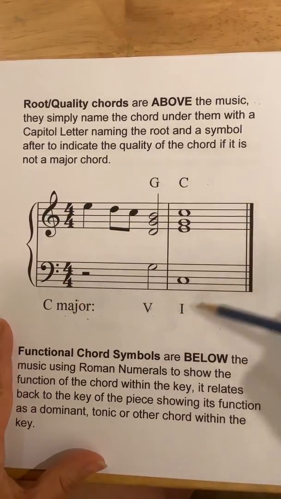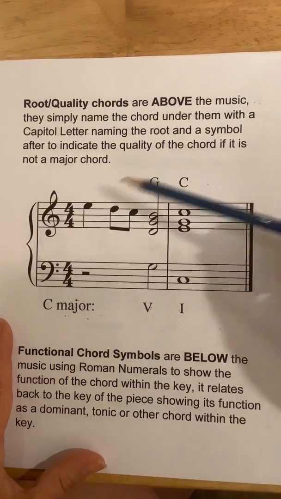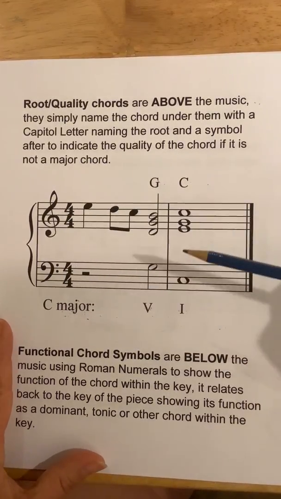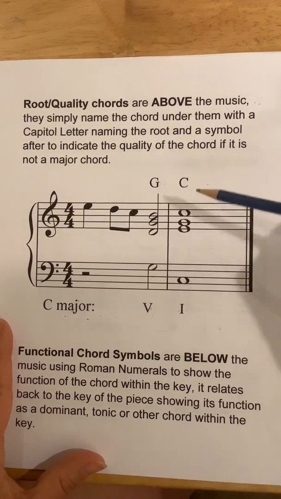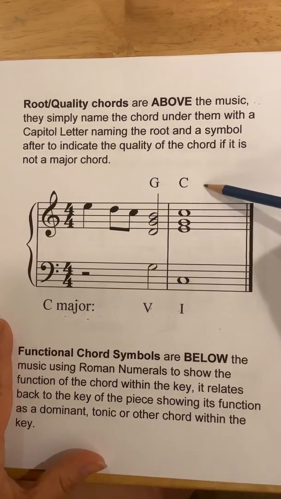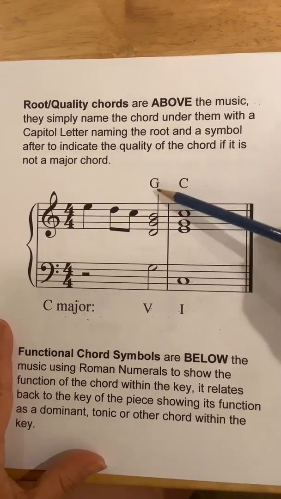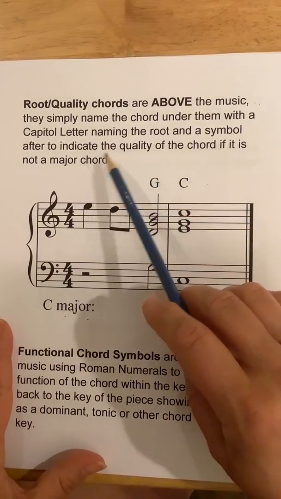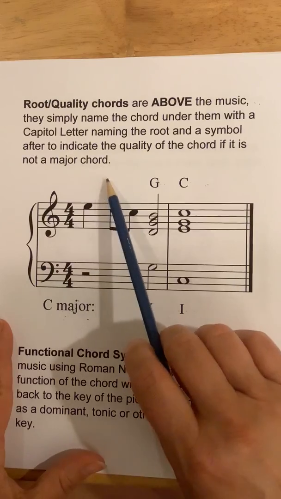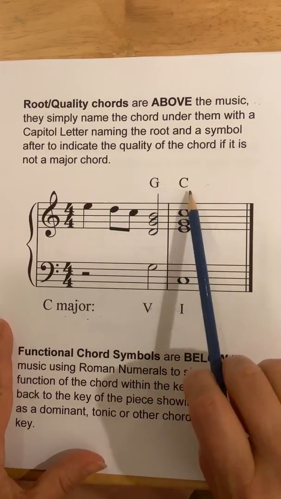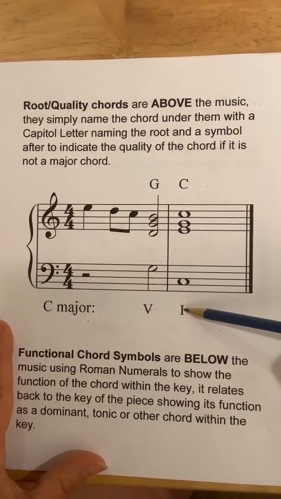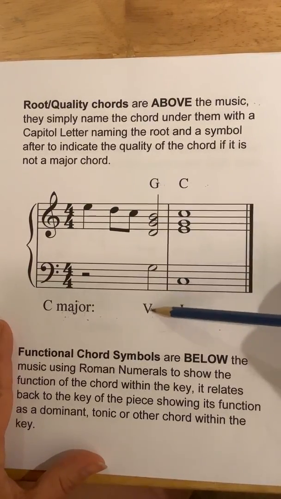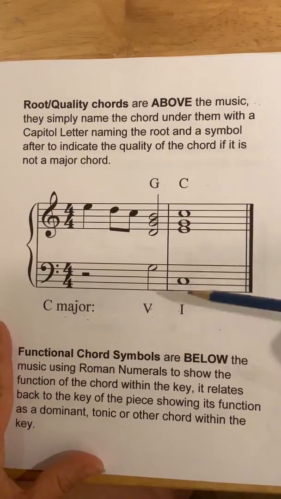Now this is set up for a cadence, really, and that's what you're going to come across in level 6. And you've got to identify cadences, and you're going to have to write out the functional below and the root quality chords above. Now notice these are capitals and they have nothing after them. So it said there might be a symbol after if it's not a major chord. So capitals mean major. Underneath here, these are also capital Roman numerals. All this means this is a G major triad, and this is a C major triad.